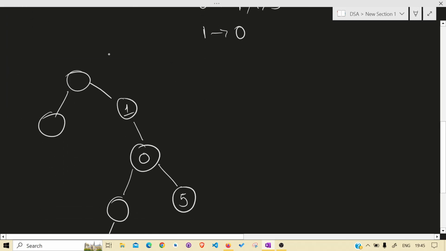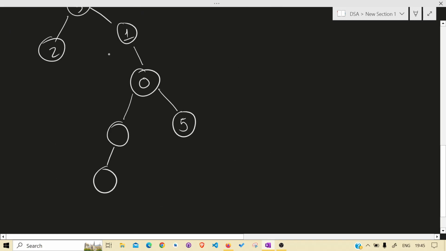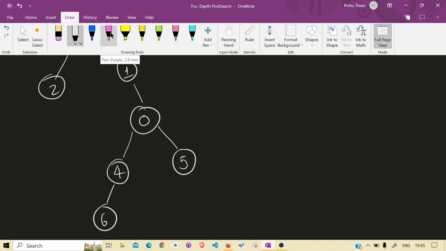One, three, two, 4, 6. Let's make use of another color pen. Sorry.